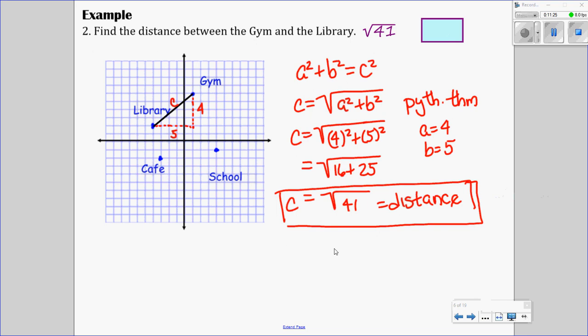So remember, if they give you 2 points, use the distance formula, which is d equals the square root of x2 minus x1 squared plus y2 minus y1 squared. If they give you a graph, that's where you use the rise over run. Find your rise, find your run, plug it into the Pythagorean theorem to find your distance. That makes it easier. I'm looking for efficient ways to solve a problem.